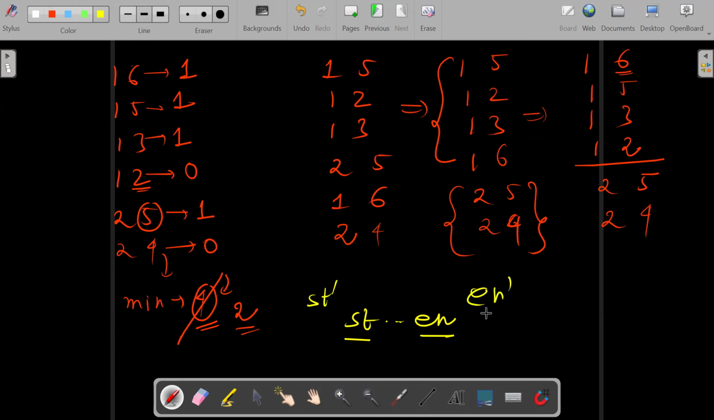Correct enough? So what if I try to have the traversal from the 0th index till the n minus first index right now? How is that going to help us?